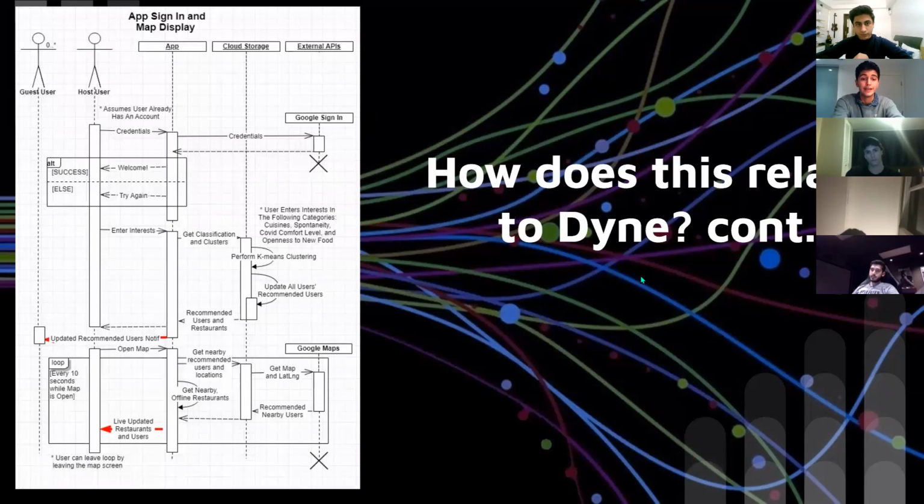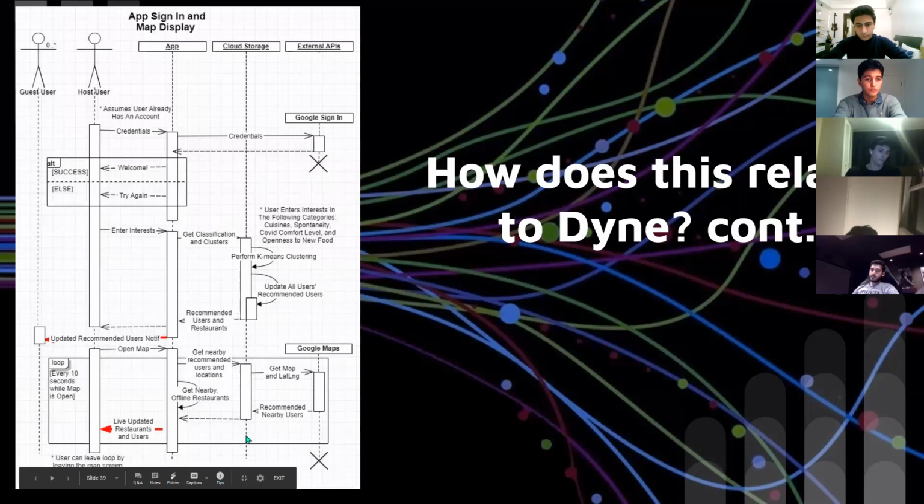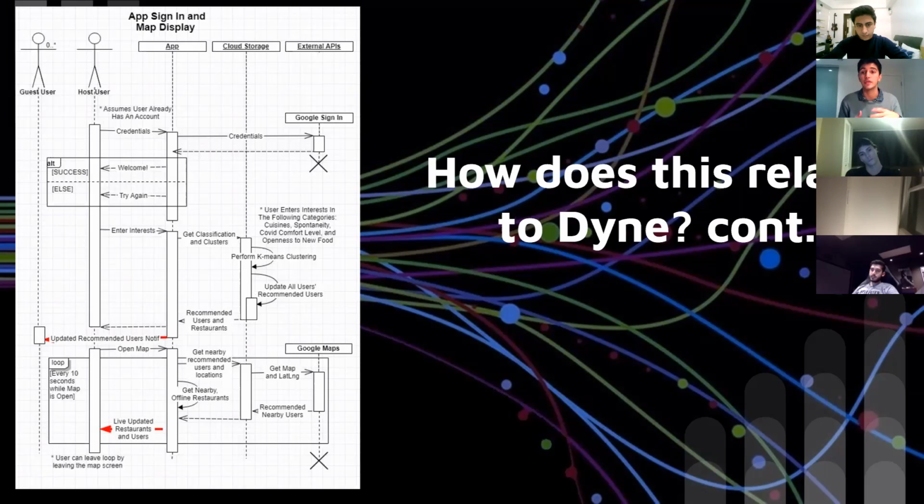This is one thing we call a sequence diagram. It tells you how we implement the logic inside our application. So for our login process, this is a very dumbed down version of it, but essentially, you have the app sign in and map display process here. You have the host user, which can be any user who is making a meetup. If they have an account, they can submit their credentials, and that goes to the Google sign-in. If they enter the right credentials, they have a success state. They can enter their interests into the application so they can get recommendations of users who are related to them. That's all through our clustering algorithms, the backend that we're implementing right now.